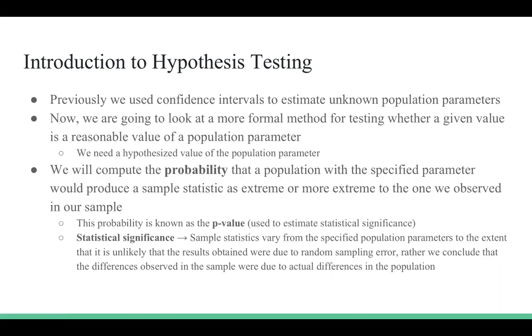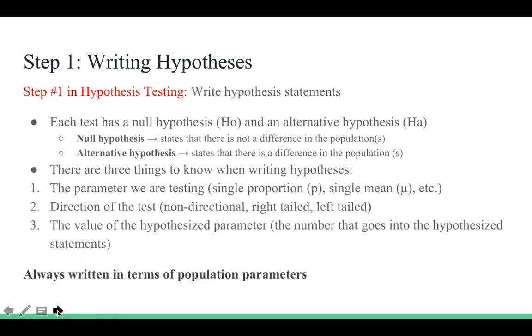We're going to talk about it more a little bit later, but statistical significance just says that the differences observed in one sample were due to actual differences in the population, and that our data is valid and important and significant in this case.